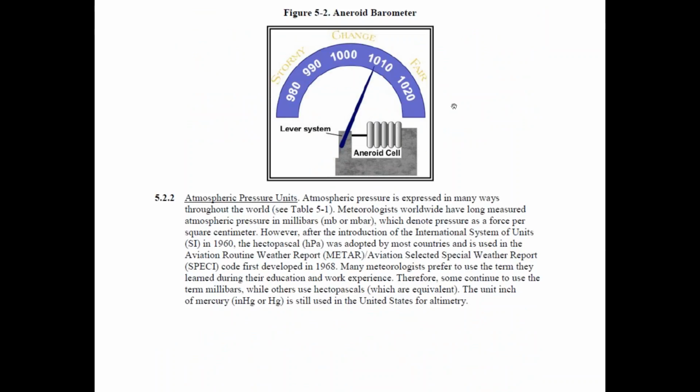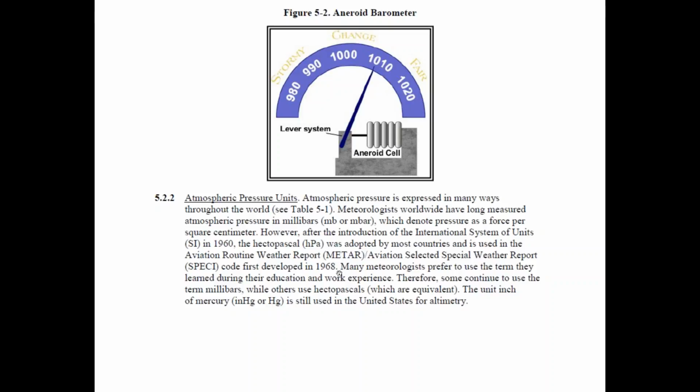Pressure units. Atmospheric pressure is expressed in many ways throughout the world. Meteorologists worldwide have long measured atmospheric pressure in millibars, which denote pressure as a force per square centimeter. However, after the introduction of the International System of Units, the hectopascal, the thing that Marin was mentioning, was adopted by most countries and is used in the Aviation Routine Weather Report, a METAR.